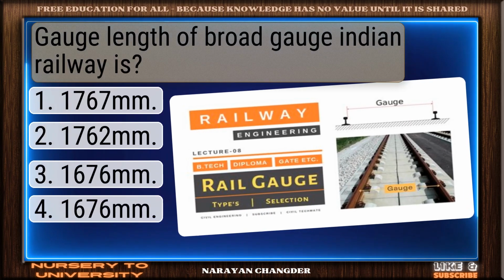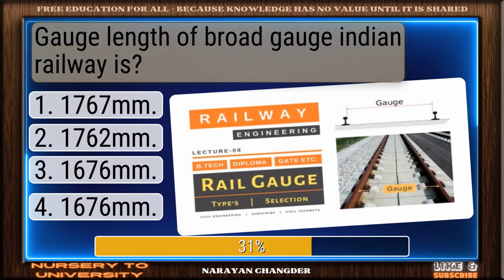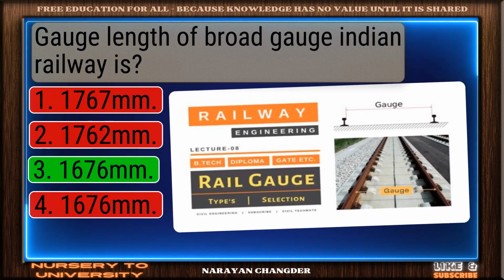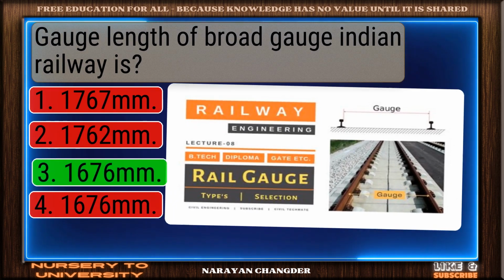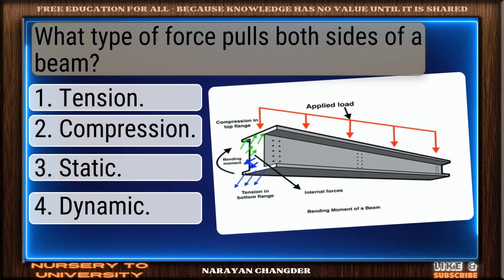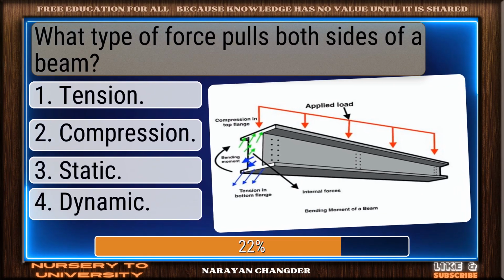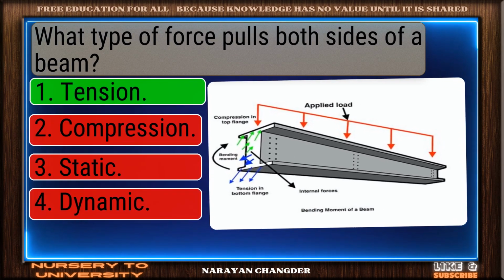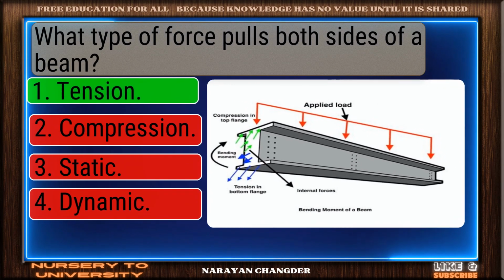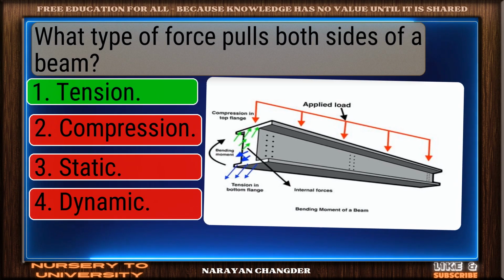Gauge length of broad gauge Indian Railway is? Strong choice. 76 mm is the right answer. What type of force pulls both sides of a beam? Well picked. Tension is the correct answer.